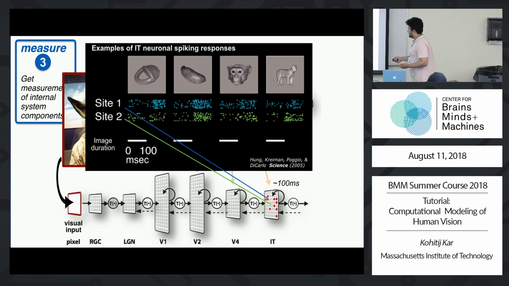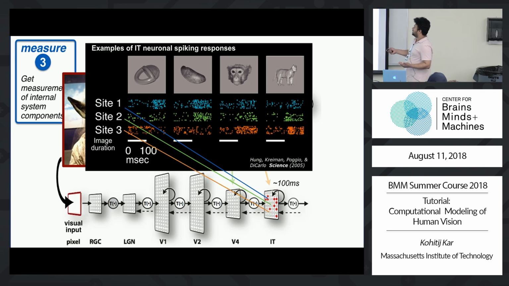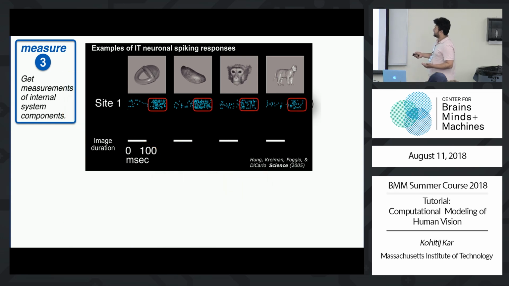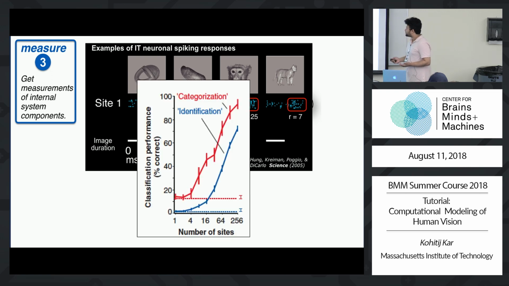So IT has different sites, and they all fire different spiking patterns based on different objects. And typically there is this firing around 70 to 170 milliseconds that Puya was also mentioning, where most information about the object lies, okay? And this is a result figure from their paper showing that you can actually, with around 256 sites, do a very good job at categorization.